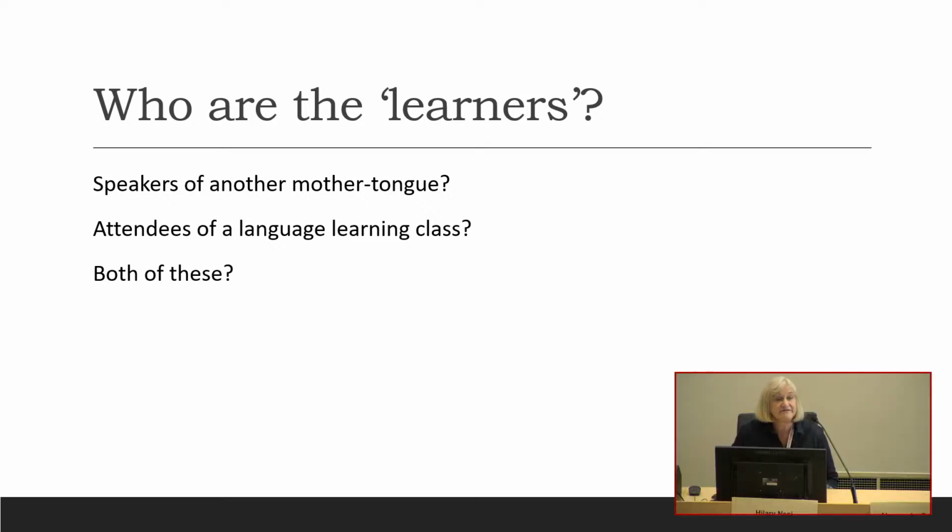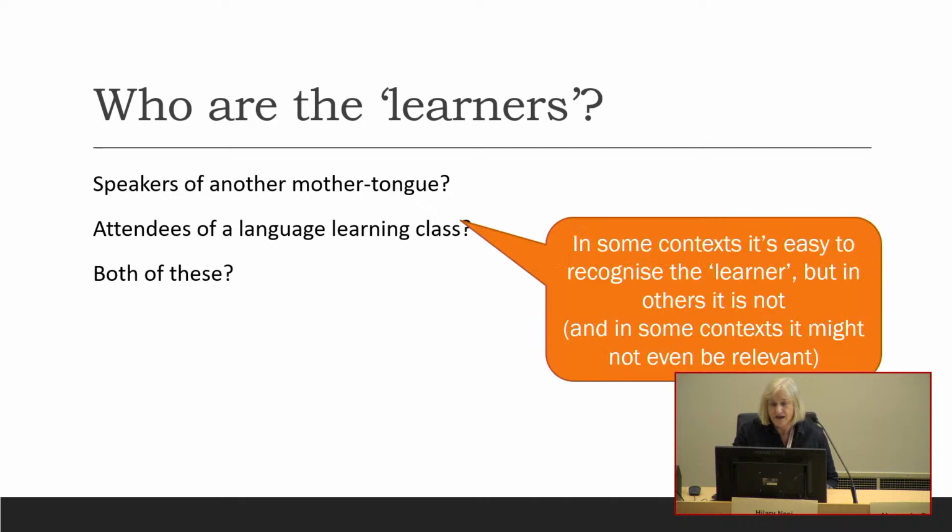Perhaps it has to be both of these. So I can see in some contexts it is easy to recognize who the learner is. Some of you are working and gathering data in places where there are language learning classes. The people who are taking those language learning classes are much more proficient in their first language than their second language, the one that they're learning.